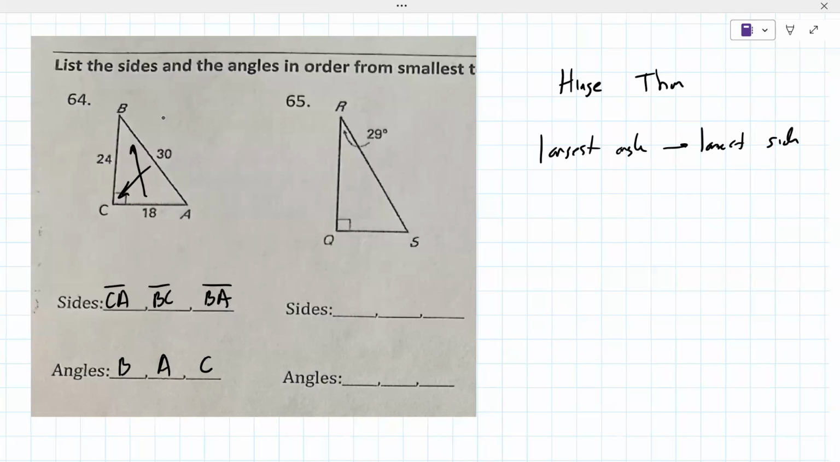So if you only know that one, R. Now, on the one on the right here, we first need to figure out the other angle measure. How do you do that?